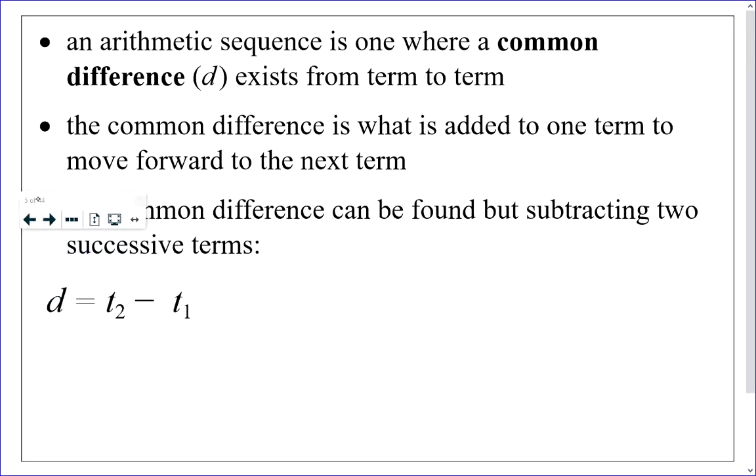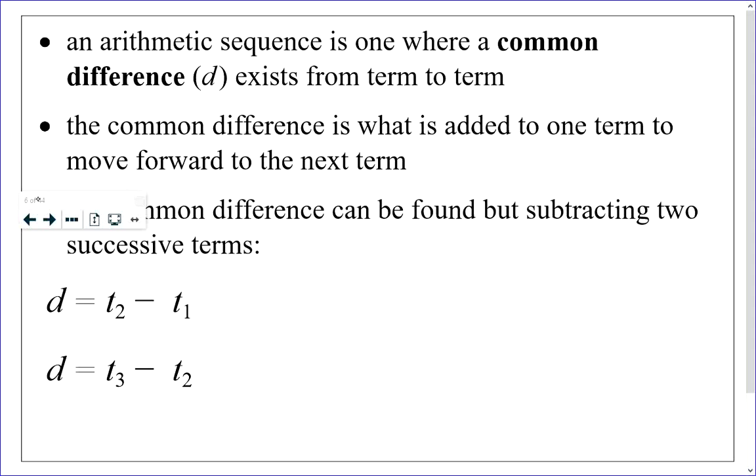However, I want to introduce something that we didn't really talk about specifically yesterday, and that's this notation. I can say that the common difference is T2 minus T1. And what that means is I take the value of the second term minus the value of the first term. That's D. I could say that D is T3 minus T2. And I'm asking you to think about that and what that means. It means I'm taking the third term and I'm subtracting the second term.